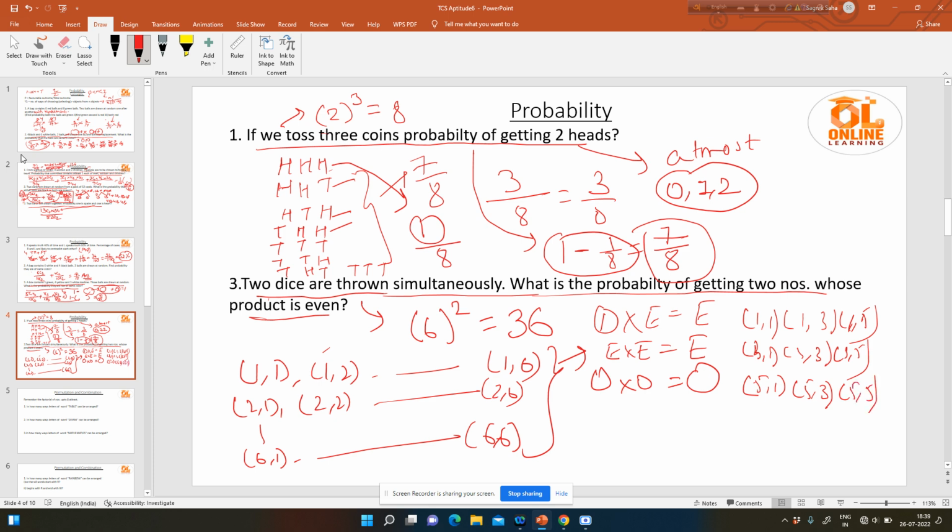So the probability that the product is odd is 9 by 36. The probability that the product is even is 27 by 36. Why? Because 1 minus 9 by 36 gives you 27 by 36. So that's all from probability. Hope you have understood.